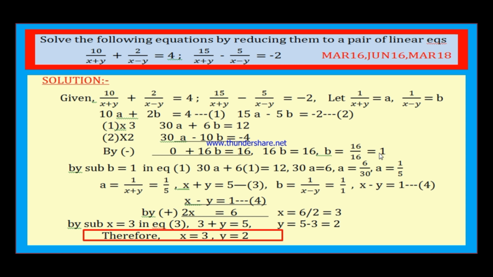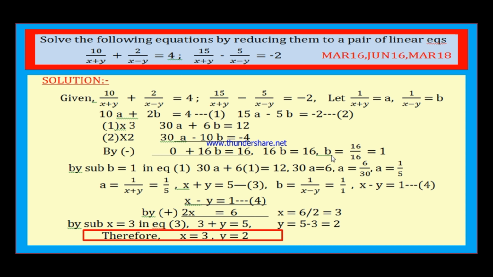Now substitute b is equal to 1 in equation 1. What is equation 1? Here you can substitute, no problem. 30a plus 6 into b, 6 into 1, is equal to 12, and 30a is equal to 12 minus 6, which is 6, and a is equal to 6 by 30, that is equal to 1 by 5. Now what is a actually? a is 1 by x plus y. Therefore 1 by x plus y is equal to 1 by 5, or x plus y is equal to 5. This is the third equation.